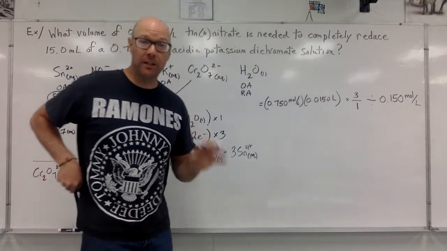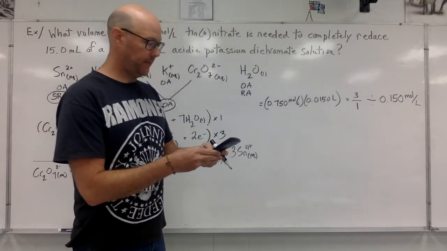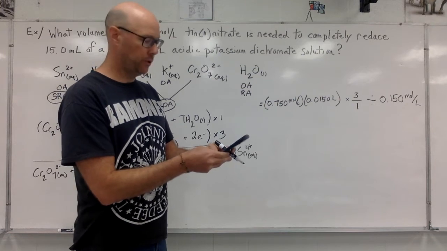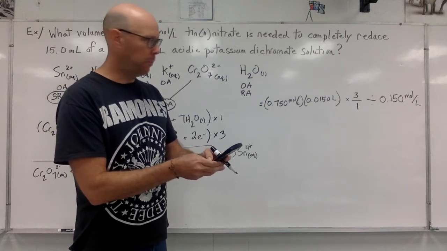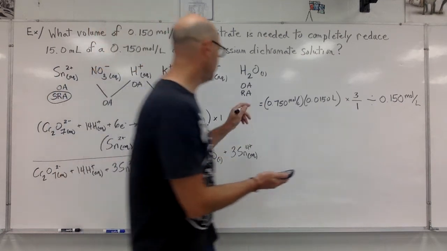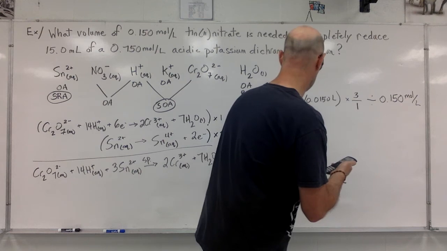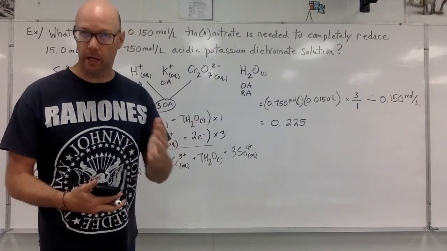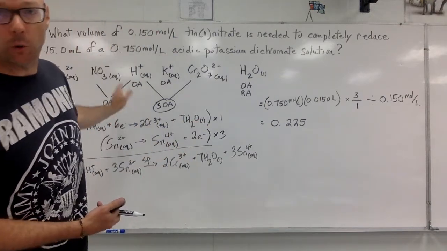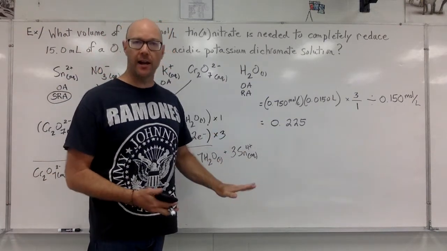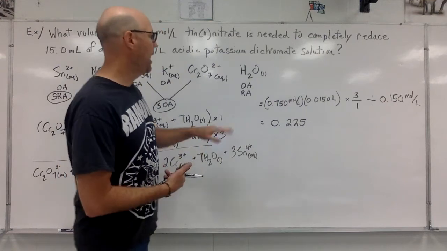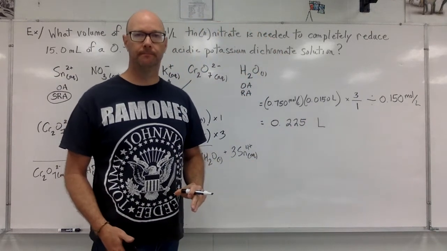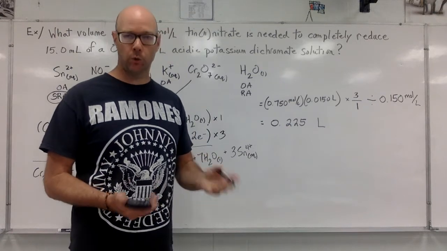We're now going to calculate our answer, 0.75 times 0.015 times 3 over 1 divided by 0.150. Comes out to be 0.225. That's our raw answer. We can double check the significant digits. The values in the question all have 3 significant digits, as does our answer, so that's really nice that we don't have to do an extra step there. And this was the volume that we found in liters. So there we have an example of a redox stoichiometry question.